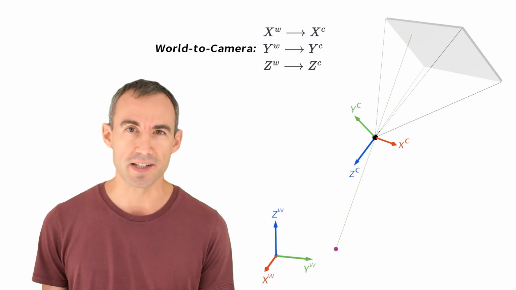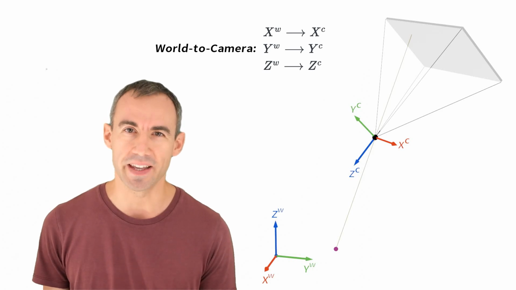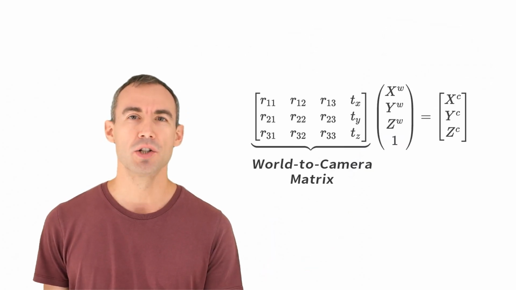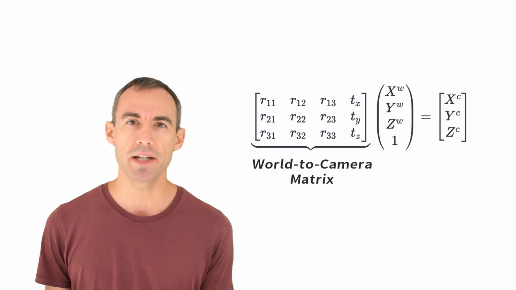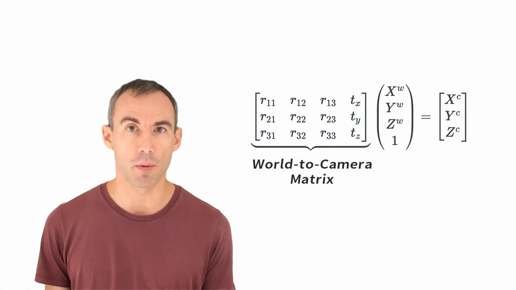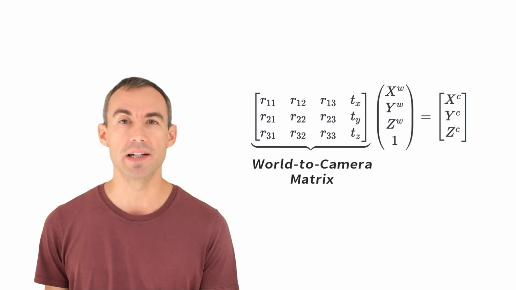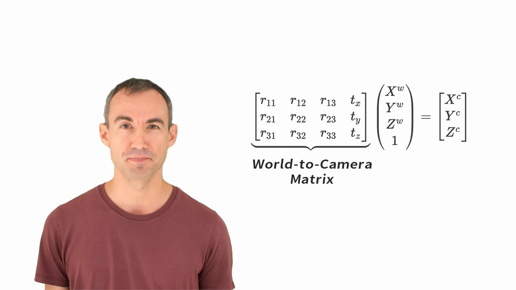We have 2 coordinate systems, the world coordinate system and the camera coordinate system. And our objective is to find the world to camera matrix. So the matrix that takes coordinates of objects in the world coordinate system and maps them to the corresponding coordinates in the camera coordinate system.